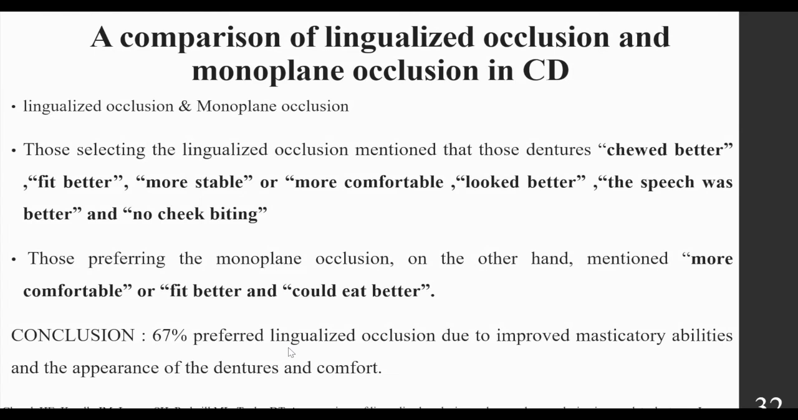Coming to a study where they compared lingualized occlusion with monoplane occlusion. Here, for the lingualized occlusion, they used 30-degree maxillary teeth and mandibular non-anatomical teeth. And for the monoplane occlusion, they used 0-degree teeth. So here 30 patients were included and 13 patients got the lingualized occlusion denture first and 17 patients got the monoplane occlusion denture first. And after 3 weeks, it was interchanged. Here they measured the number of adjustments, the chewing ability, and the reason of preference.